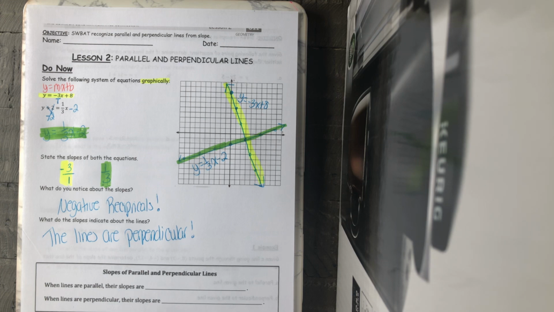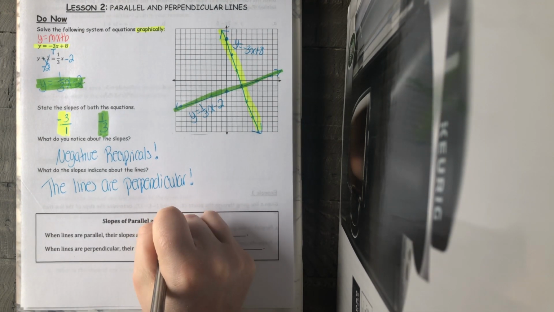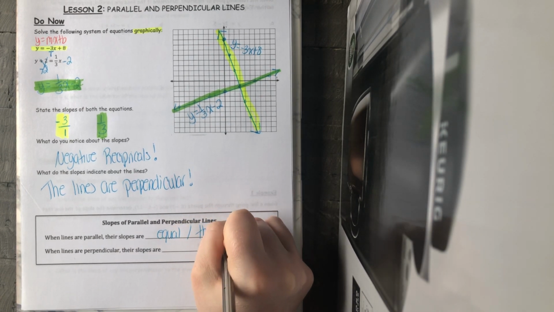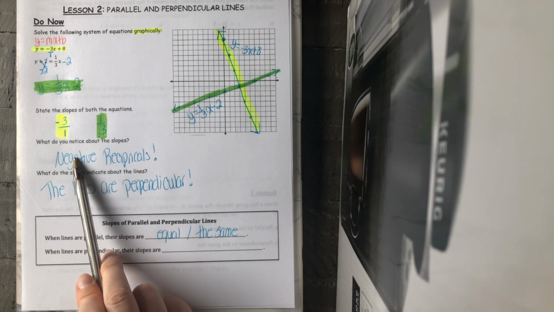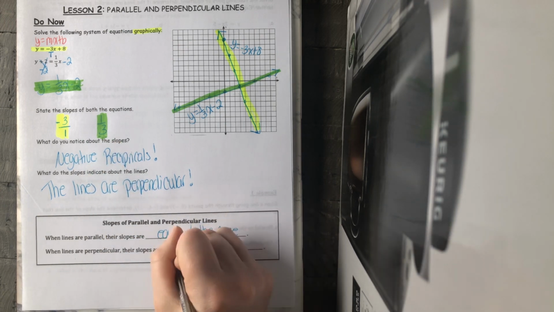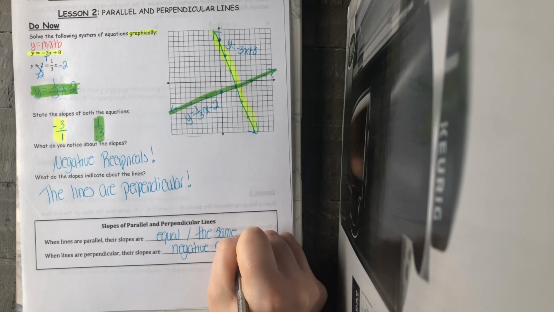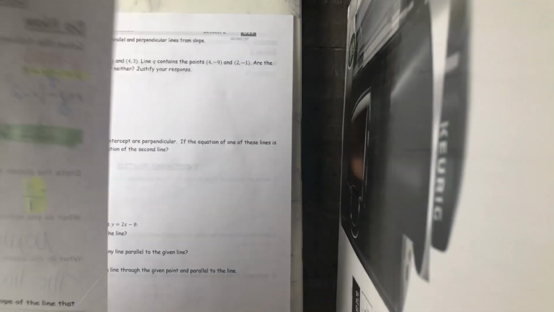Okay. Underneath, slopes of parallel and perpendicular lines. So what do you know about parallel lines? Those slopes are, you guessed it, equal. Another way we could write that is the same. What do you know about perpendicular lines? Well, we just learned that perpendicular lines have negative reciprocal slopes. All right, moving on to the next page.